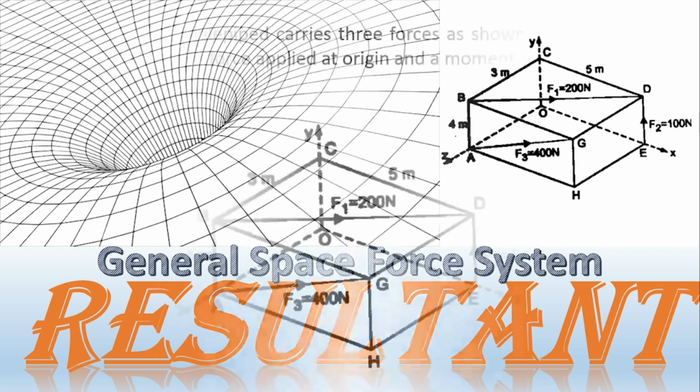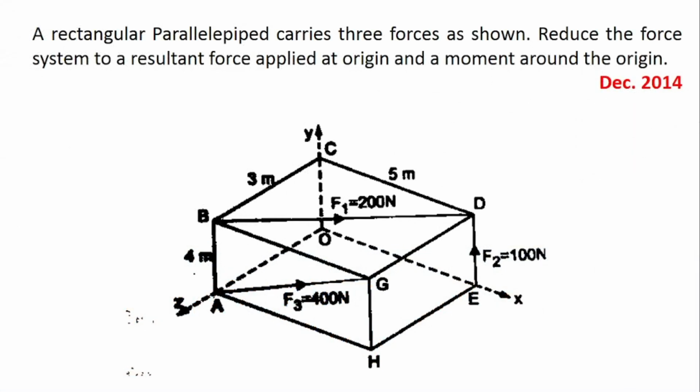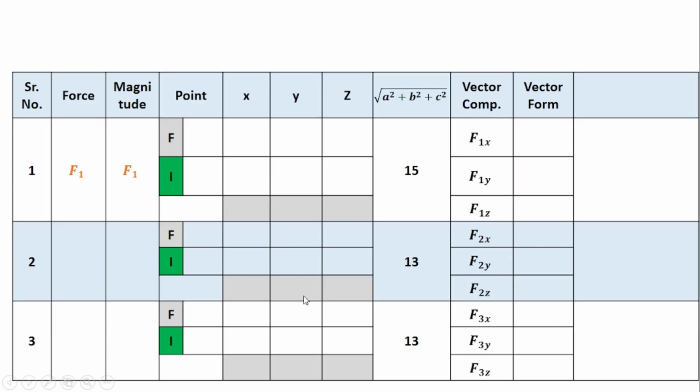So in this video we'll solve this numerical. A rectangular parallelepiped carries three forces as shown in the figure. Reduce the force system to a resultant force applied at the origin and moment around the origin. So first you should find the resultant of the given force system and then find the moment about the point O. Here the forces present are F1, F2 and F3. Magnitudes are given.